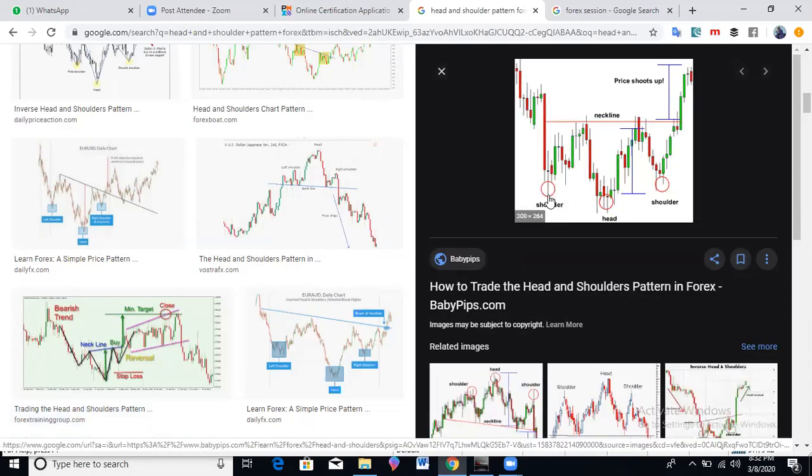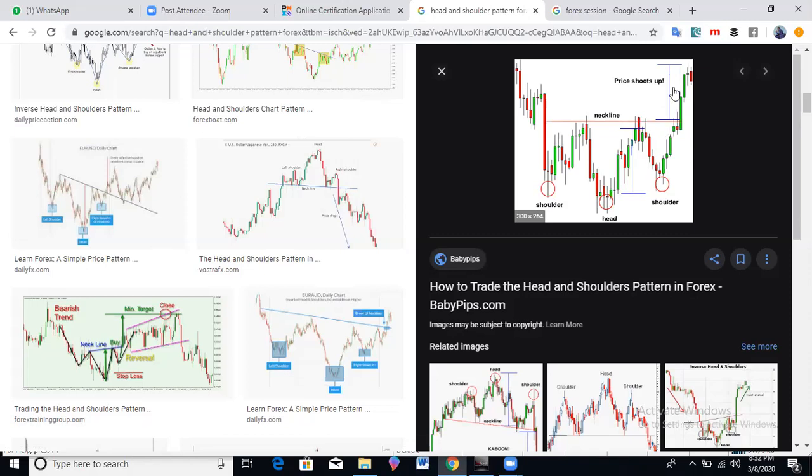Inverted head and shoulder: shoulder, head, shoulder. So there's a rule that the length of the head or the length of the shoulder, the price should shoot up by this length. So the length between the neckline and the shoulder should also be between here. But don't say the length between the neckline and the shoulder is 50 pips or 150 pips.